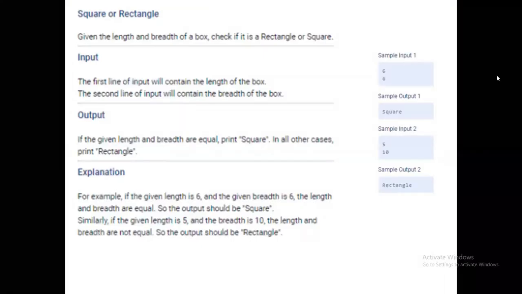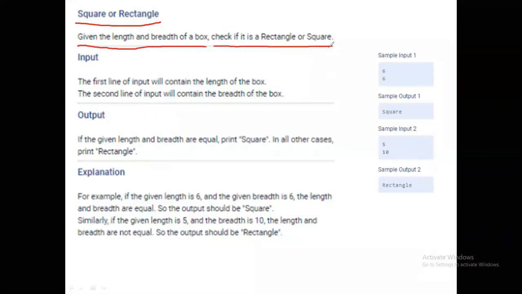So next problem. Square or rectangle. Given the length and breadth of a box, check if it is a rectangle or a square. Okay, so what is the condition here? How can we determine whether it is a rectangle or a square?